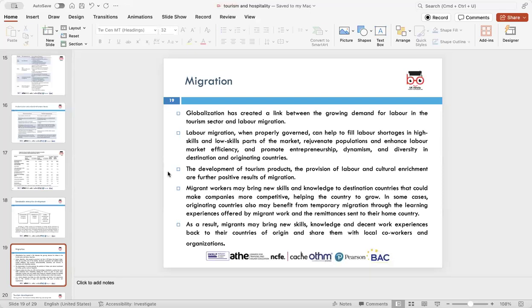Migration has a significant impact on the tourism sector, creating a link between labor demand and the movement of workers. When managed well, labor migrants can address shortages in both high and low skill areas, bringing a diverse workforce that enhances productivity and innovation in tourism destinations.